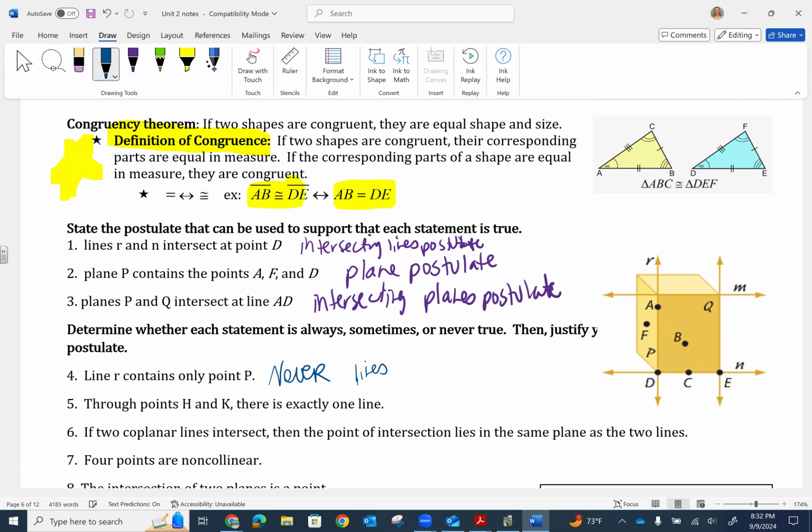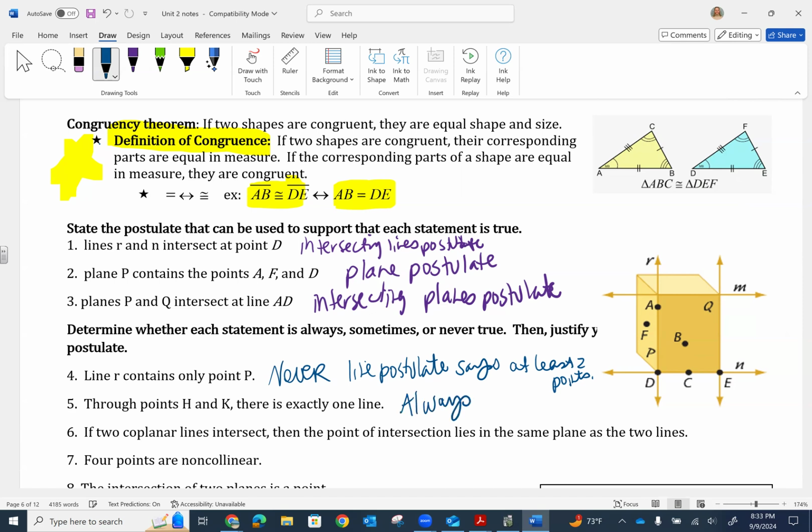The line postulate says at least 2 points. Well, the truth is, the line postulate says it starts with 2 points, but then there's going to be infinitely many, aren't there? 2 points determine the path of a line, but then there'll be infinitely many points on it. Through points H and K, there is only one line that you could draw, and that is always true.